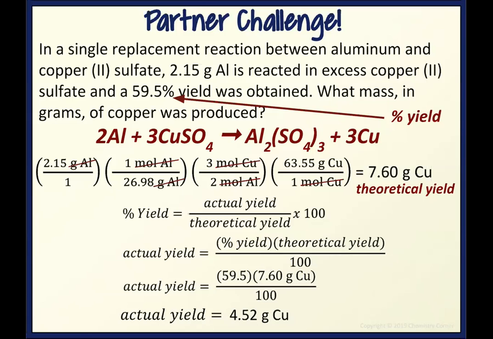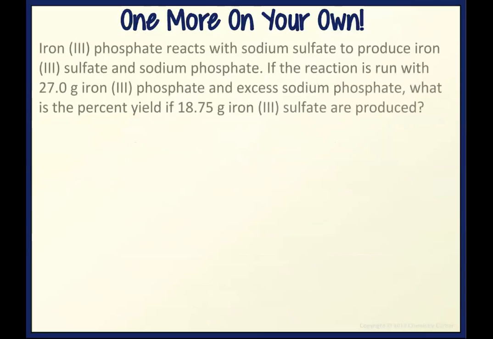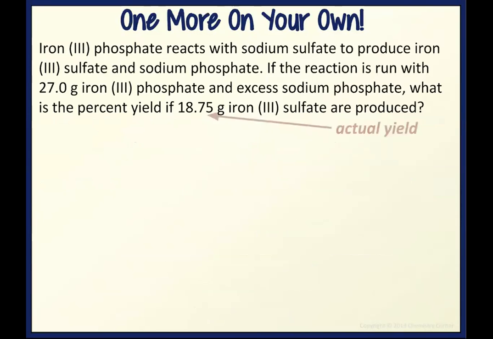One more on your own. Again, it's an equation that they haven't given you that you're going to have to do. You're going to have to write: iron 3 phosphate reacts with sodium sulfate to produce iron 3 sulfate and sodium phosphate. So it's one of those double replacements. Okay, I'm just going to show it to you. You can stop this right now and try it and see if you know how to do it. Get out your polyatomic ion chart and all of that.